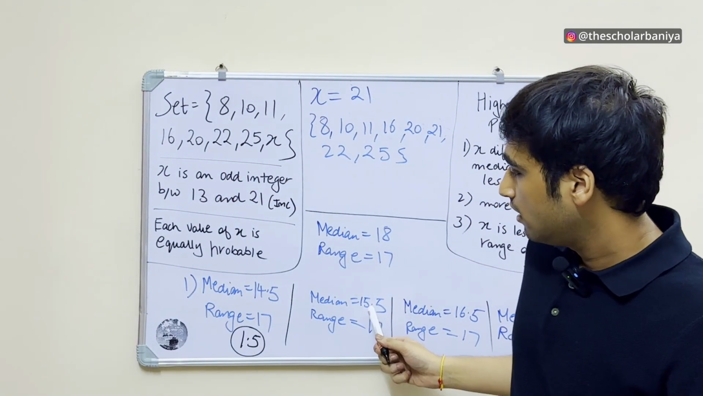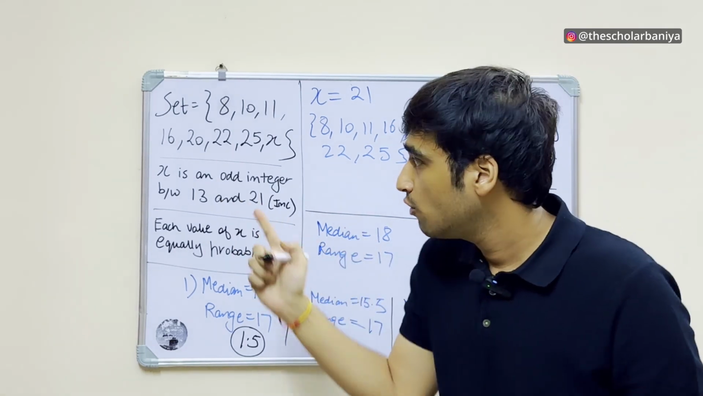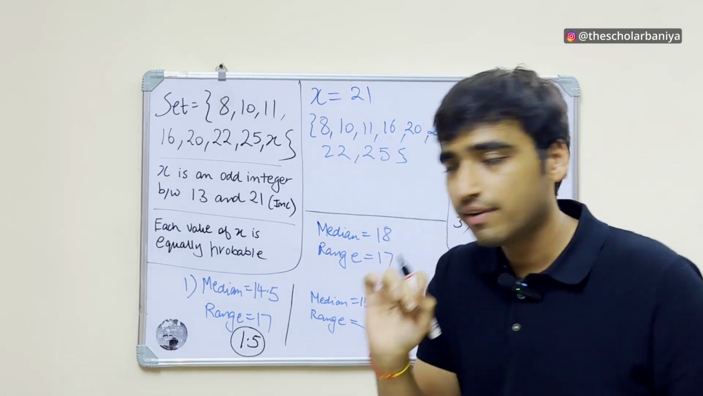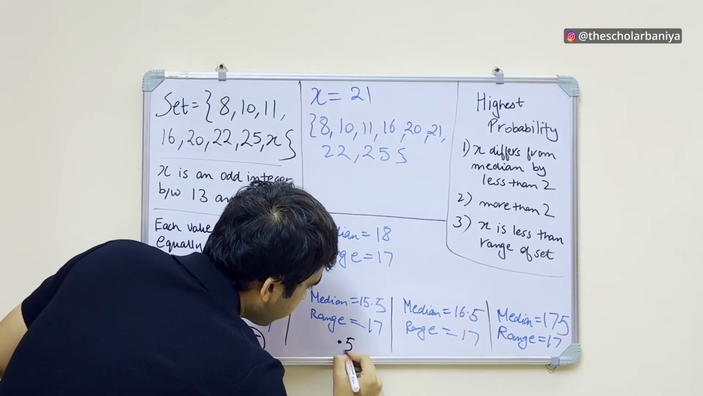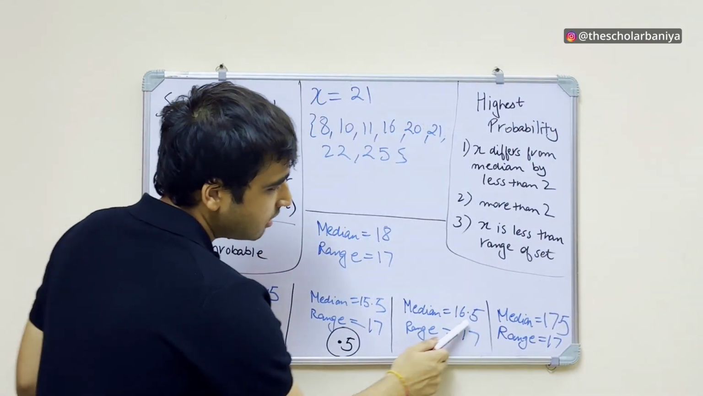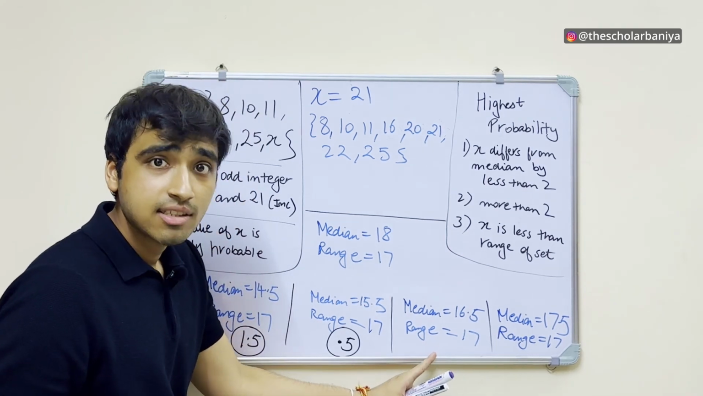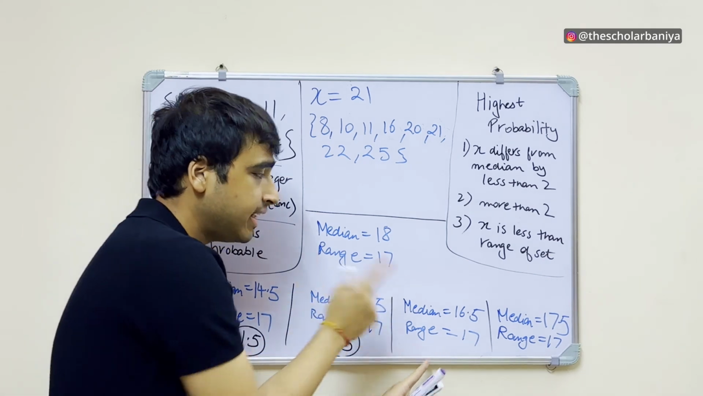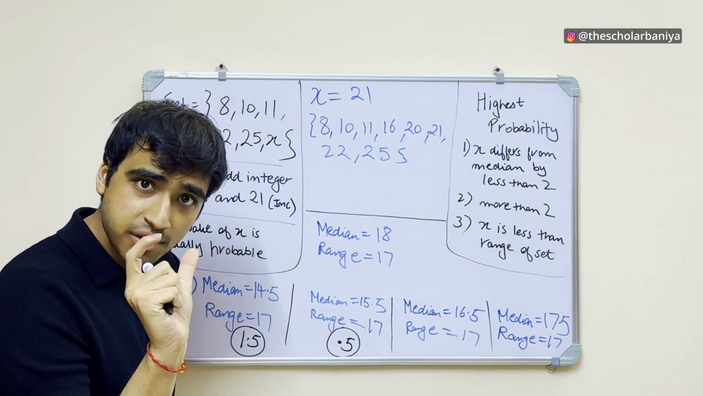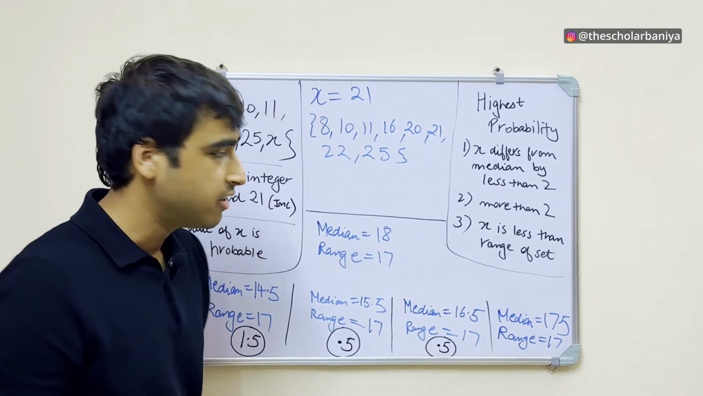Similarly, in this case, the median is 15.5. And what was the value of x? The value of x was 15, right? So the difference between 15.5 and 15 is 0.5. I hope this is clear. Now in this case, the median is 16.5. And what was the value of x? The value of x was 17 because 13, 15, 17. So the median is 16.5, the value of x is 17. So the difference is what? 0.5. I hope this is clear.